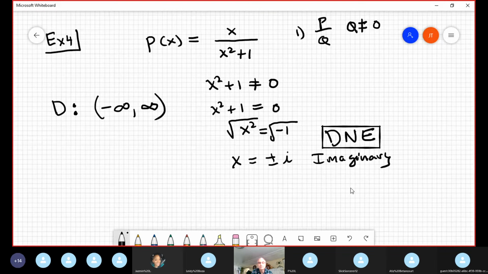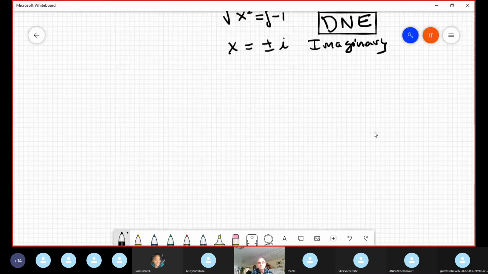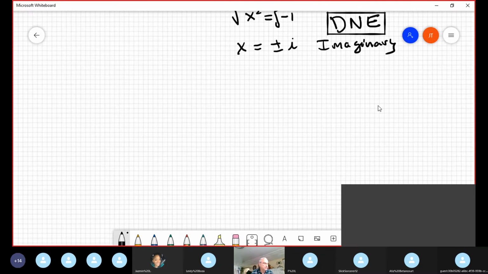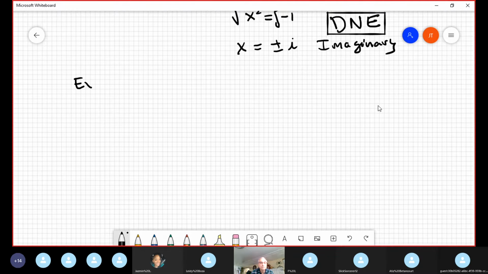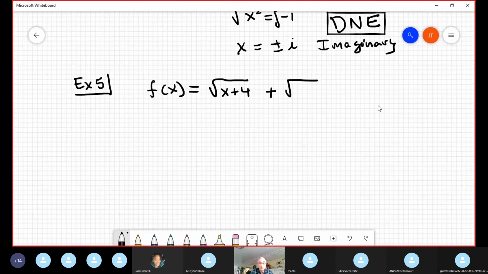No? Super. Okay, example 5. Example 5 is a little bit more complicated. Suppose f of x equals square root of x plus 4 plus square root of x minus 5. And the same question: find the domain and express the domain in interval notation.